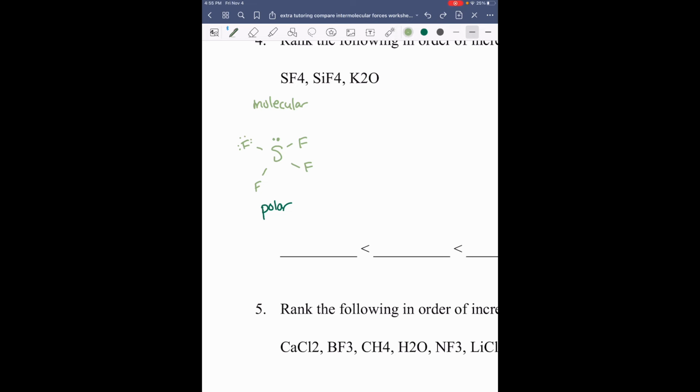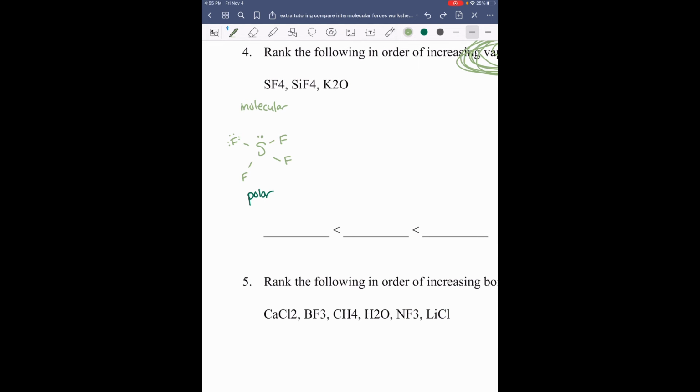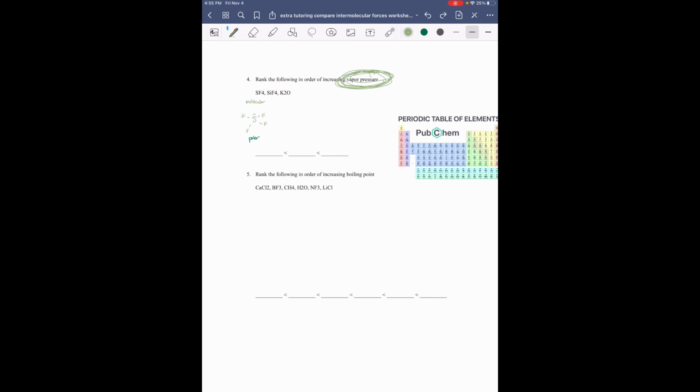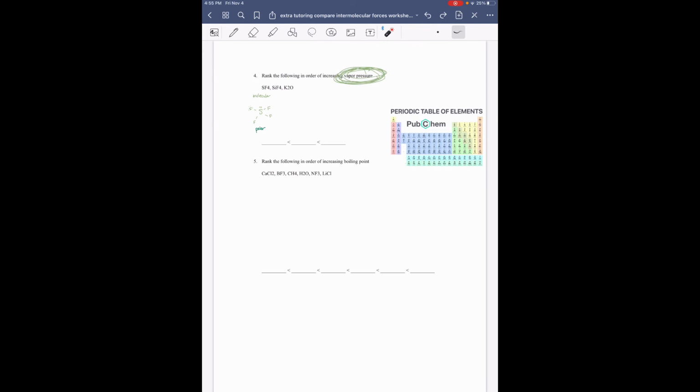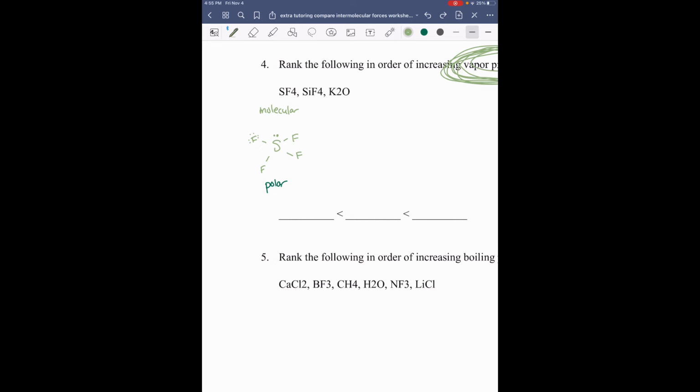Then we have SiF4. Let's see where that is on our periodic table. We have SiF4. It's another molecular species.